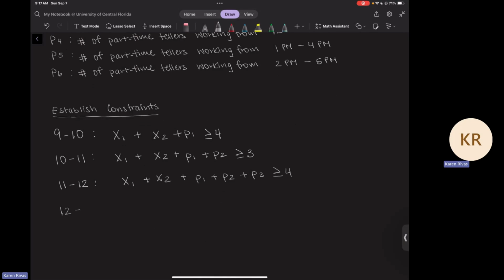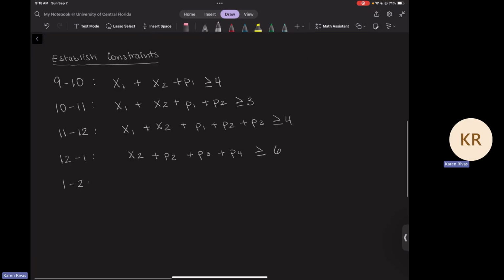Now, from 12 to 1 is when our first full-time employees take their lunch break. So we are going to exclude X1 from this equation, and we're just going to have X2. P1 as well, their shift already ended. They've only had 3 hours. So we're going to exclude P1, include P2, P3, and then add P4. And for this one, it requires 6.